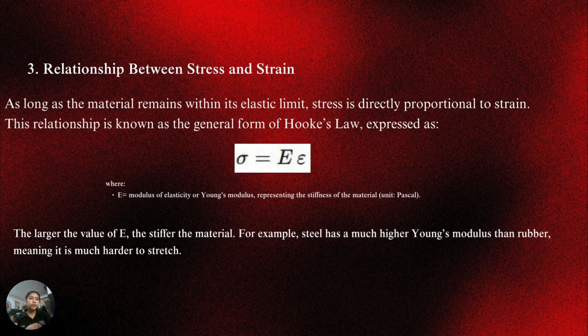Next, the relationship between stress and strain. As long as the material remains within its elastic limit, stress is directly proportional to strain. This relationship is known as the general form of Hooke's law, expressed as sigma equals A times epsilon, where A is the modulus of elasticity, or Young's modulus, representing the stiffness of the material. The larger the value of A, the stiffer the material. For example, steel has a much higher Young's modulus than rubber, meaning it is much harder to stretch.